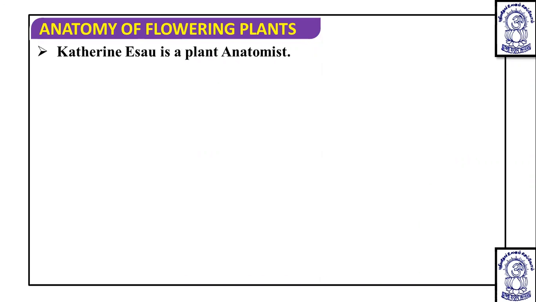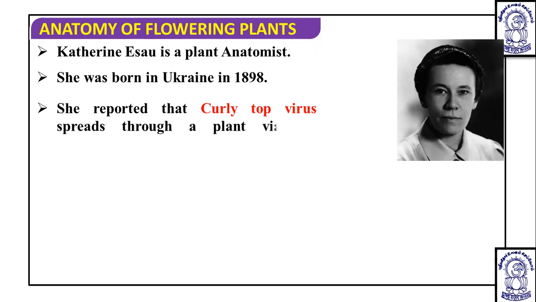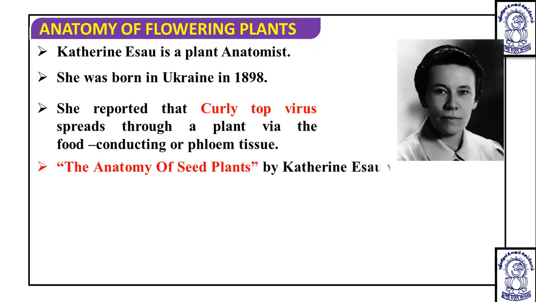Initially, one scientist was there whose name is Katherine Esau, a plant anatomist, who started the study of anatomy in detail. She was born in Ukraine in 1898, and she reported that curly top virus, a type of plant virus, spreads through the food conducting tissue, the phloem. This means the curly top virus particularly spreads through the phloem, the conducting tissue.